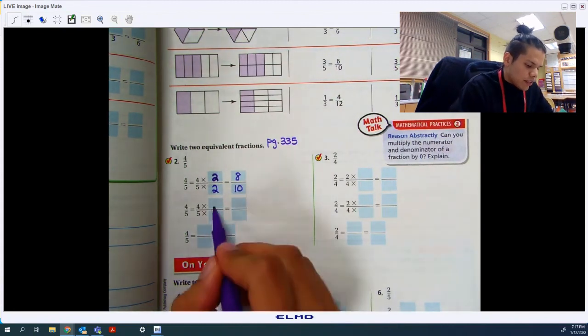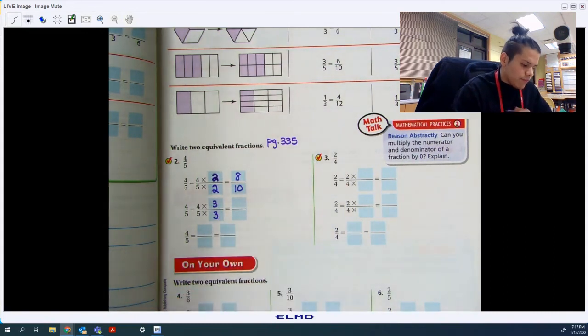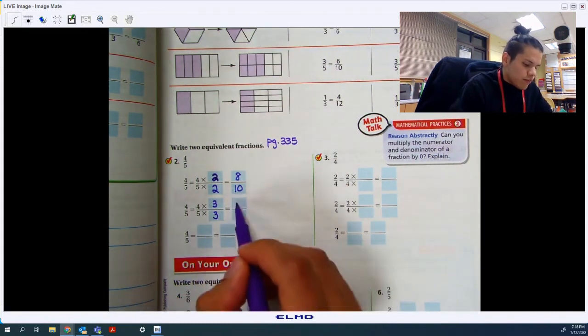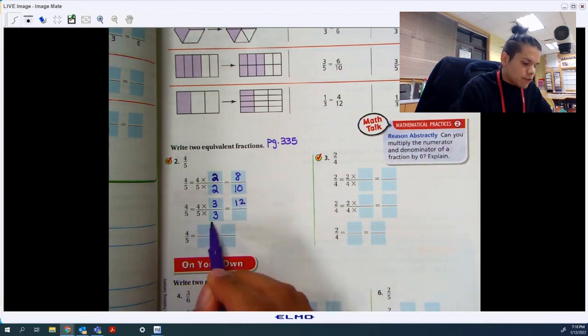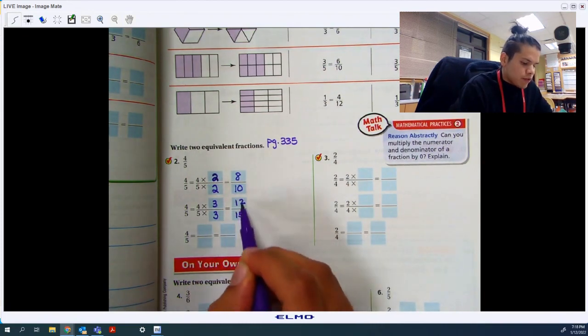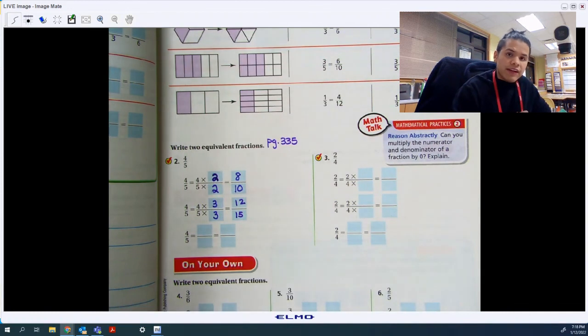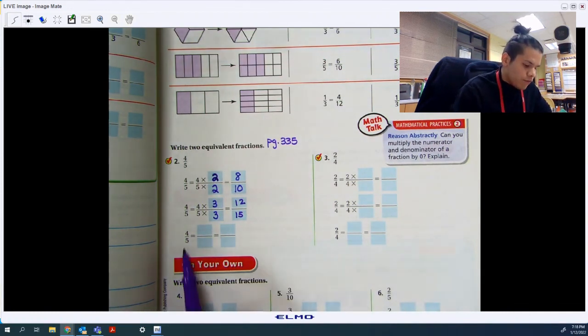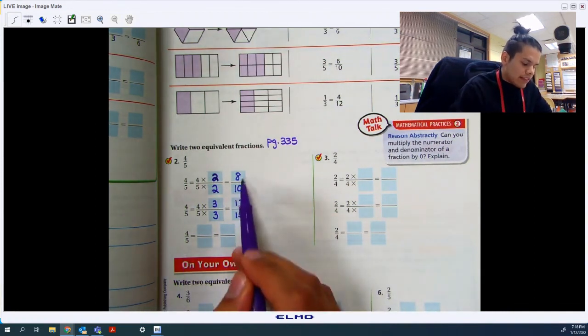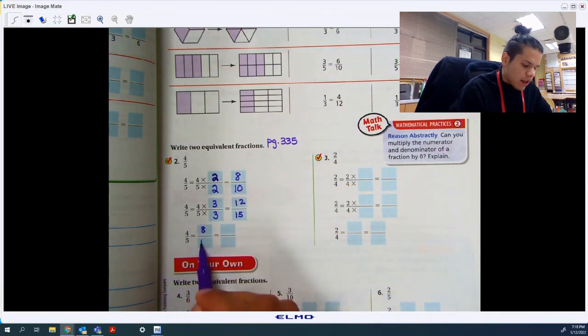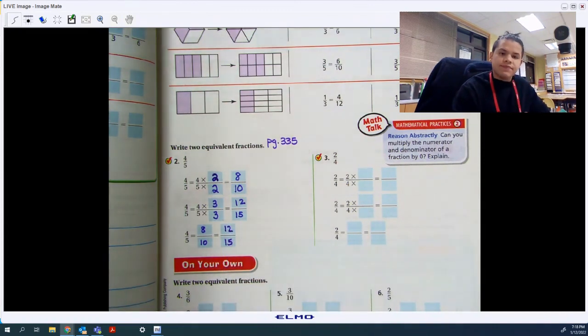The next one I'm going to take a look at is multiplying times 3 over 3. 4 times 3 is 12. 5 times 3 is 15. 12 fifteenths is another equivalent fraction. 4 fifths is equal to 8 tenths, which is also equal to 12 fifteenths.